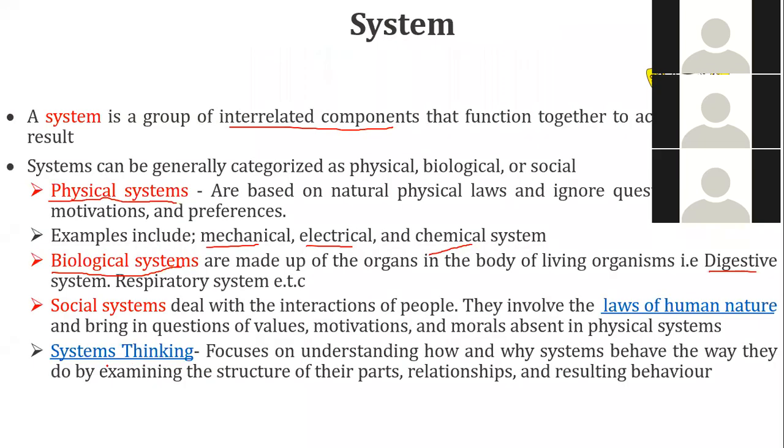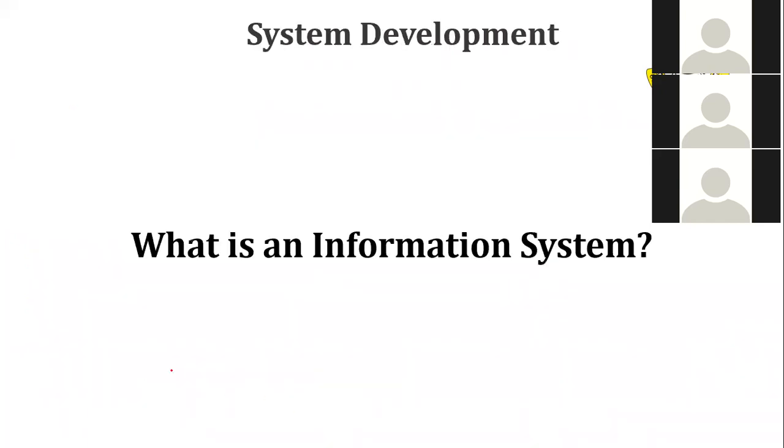Now, let me just add a thought about system thinking. System thinking is essentially examining the structure of the parts of a system and the relationships between those parts. Also, this is a key point, especially when we come to think about system analysis. So this is where system thinking comes about.